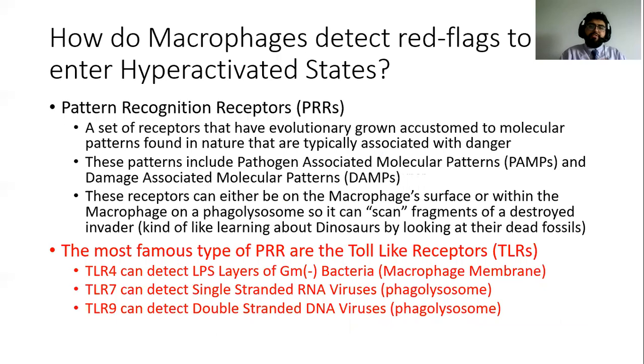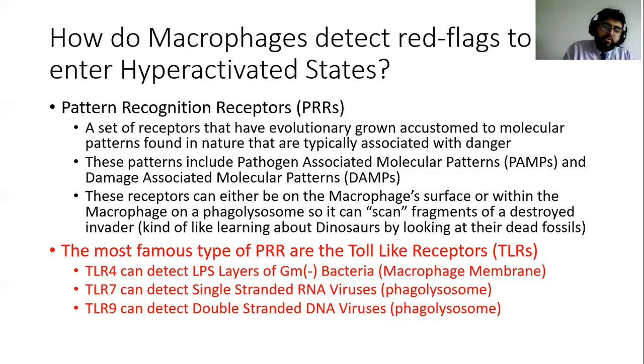And so again, this is the more specifics I was talking about before. How do the macrophages detect the red flags? These are through pattern recognition receptors. These are receptors that have evolutionarily grown accustomed to detecting red flag patterns. And these red flag patterns are called damage-associated molecular patterns. So PRRs detect PAMPs, and a specific type of PAMP is a DAMP. It's not too important, just more so you understand the concept.